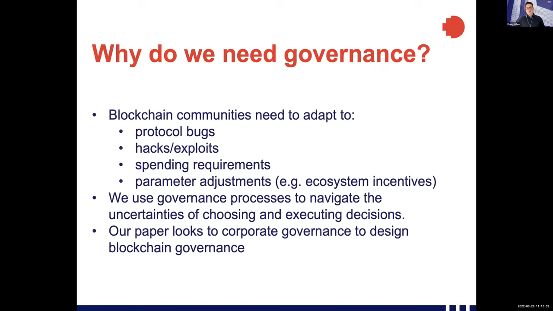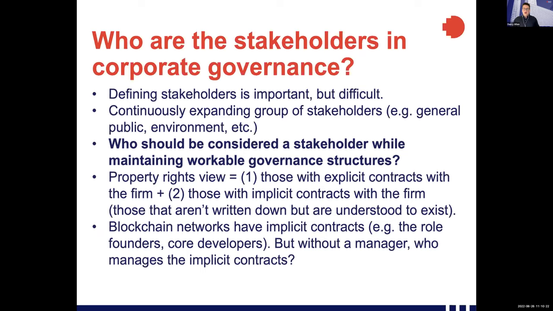Now, our aim in this paper was to say, some of the elements of blockchains look like firms. They often try to make a profit. They have a particular purpose. There's boundaries of a blockchain. And so we tried to use corporate governance theory, what we know from existing corporate governance, to design blockchain governance. So this is a theoretical paper. I want to touch on a few things that we talk about in the paper, a few of our findings. And you can go and read in more detail, of course, the paper is out there.